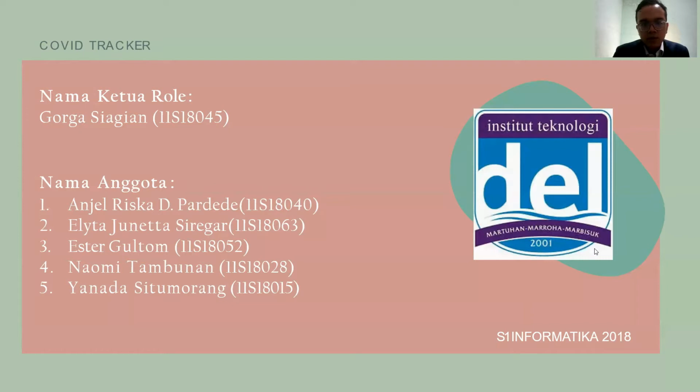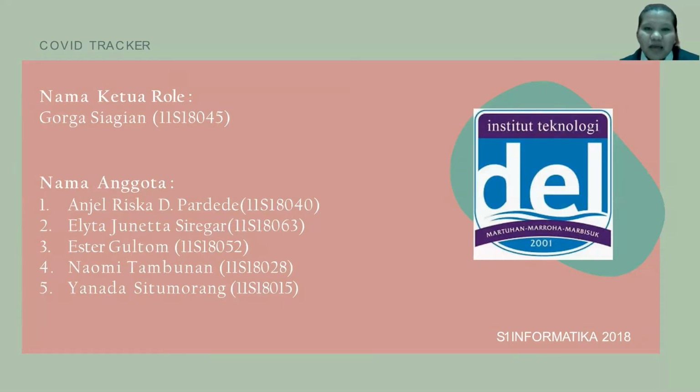Starting from me, my name is Igor Gasigan with student ID 11S18045, as the head of role analysis. My name is Angel Rizkadi Pardede, and my student ID is 11S18040. My name is Naomi Tamunan with student ID 11S1X028. My name is Esther Gultom with student ID 11S1052. My name is Elita Juneta Siregar and my student ID is 11S1X063. Saya Yana Desari Sukmorang, NIM 11S18015.